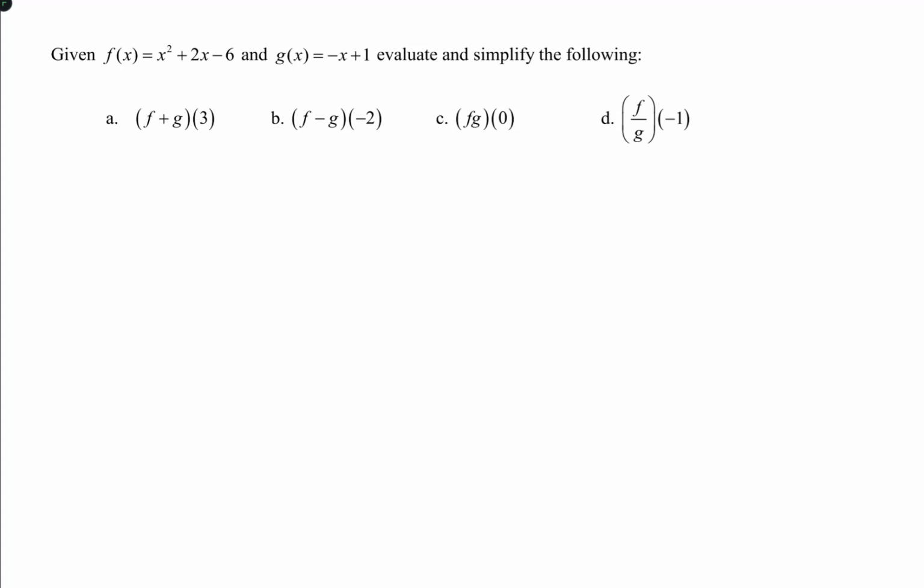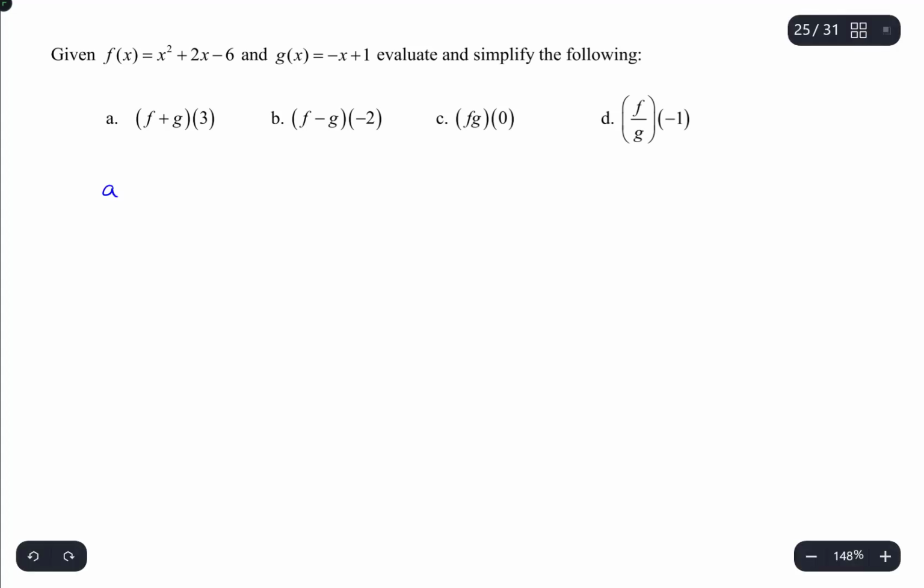Given f of x equals x squared plus 2x minus 6, and g of x equals negative x plus 1, evaluate and simplify the following. Part A, f plus g evaluated at 3.